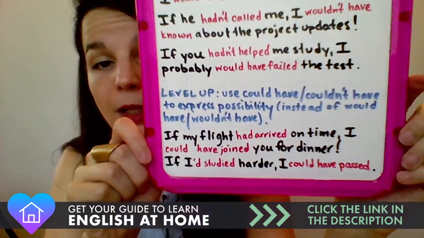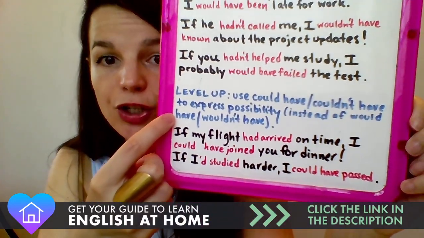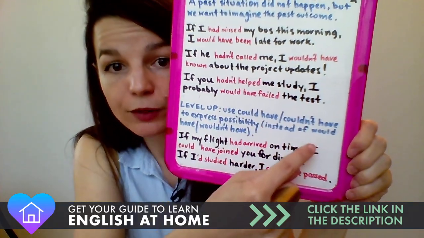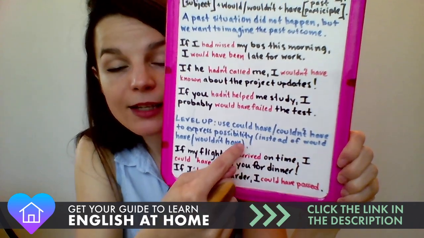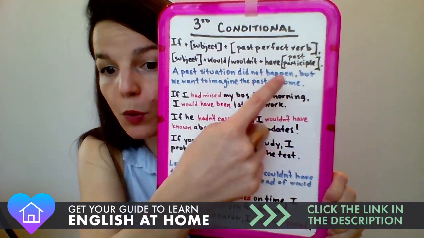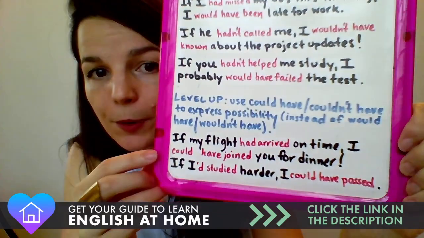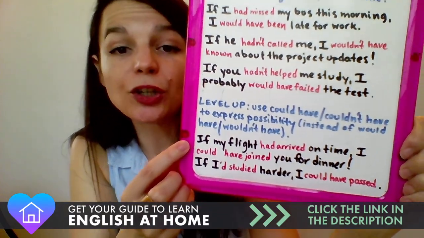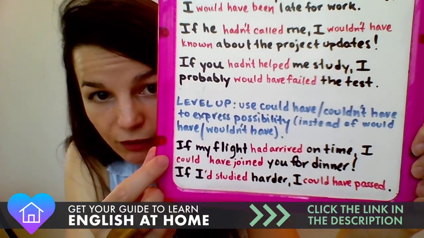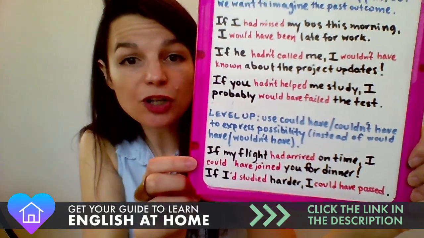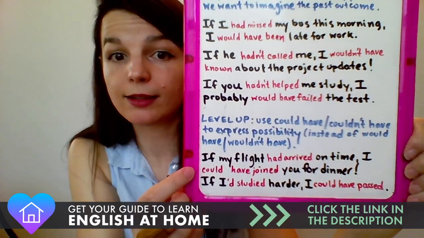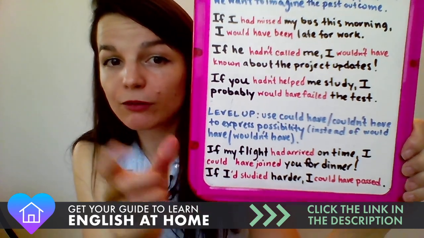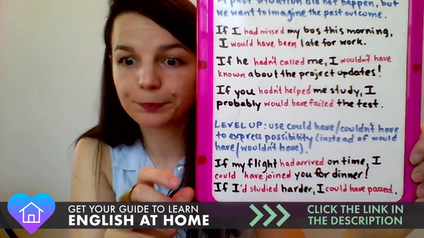Okay, onward. How do we level up the third conditional? In this one, you can use could have or couldn't have to express possibility instead of would have or wouldn't have. For example, if my flight had arrived on time, I could have joined you for dinner. So could have reduces to coulda. A native speaker would say this sentence: if my flight had arrived on time, I could have joined you for dinner. So this could have reduces to coulda, coulda.